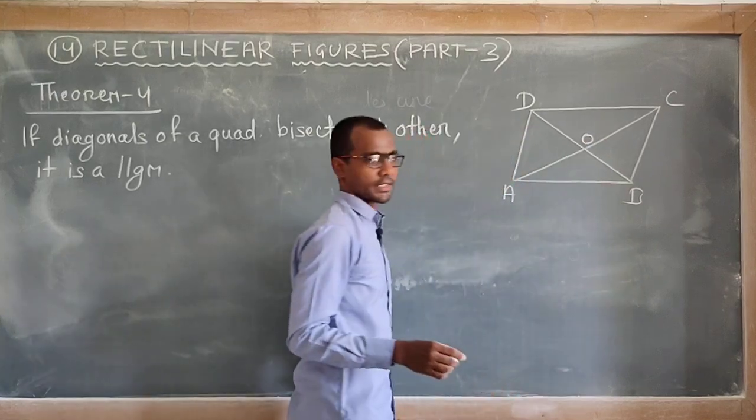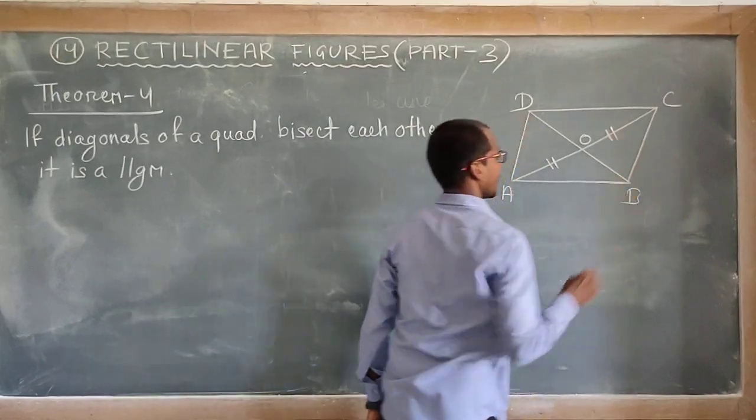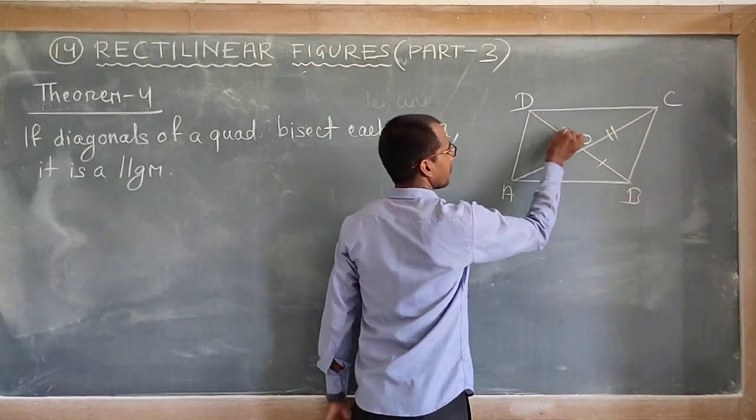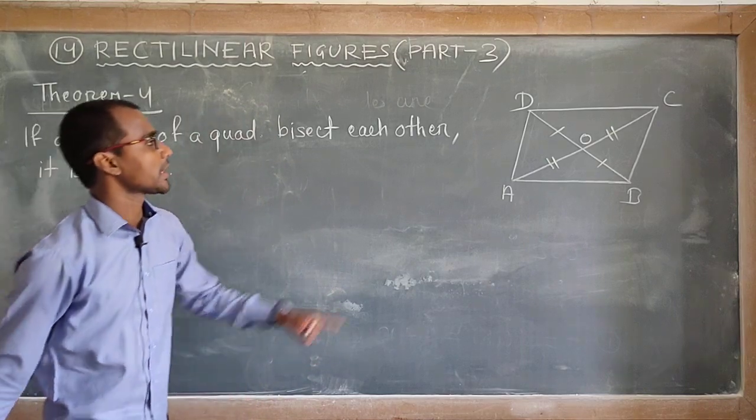Let this point of intersection be O. It is given that OA is equal to OC and OB is equal to OD. This is given. Okay, and we are going to prove that it is a parallelogram.